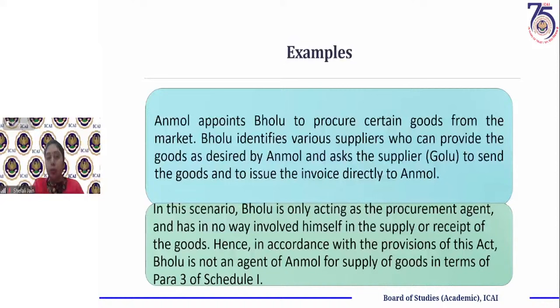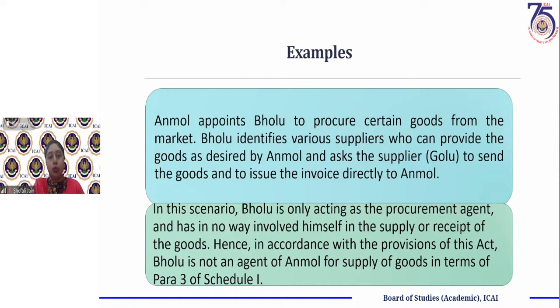It is asking the supplier to issue the invoice in the name of Anmol. So this is not a transaction which is covered in Para 3. That means Golu is not an agent as per Para 3. This transaction where Bholu is procuring goods from Golu and transferring them to Anmol will not be covered under Para 3, and it will not be deemed as supply because Bholu is not issuing an invoice to Anmol in his own name. He has to issue an invoice in his own name.